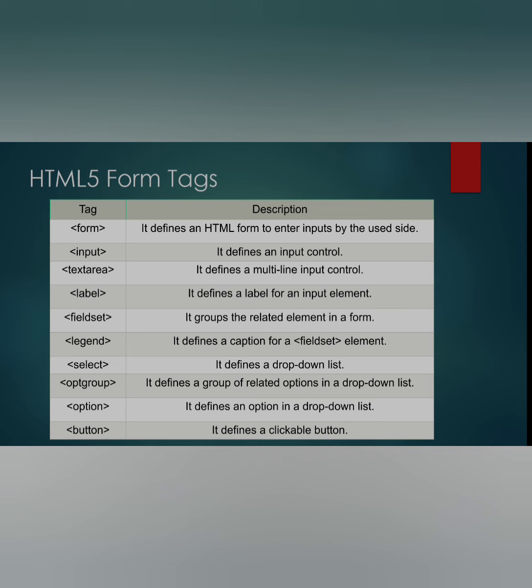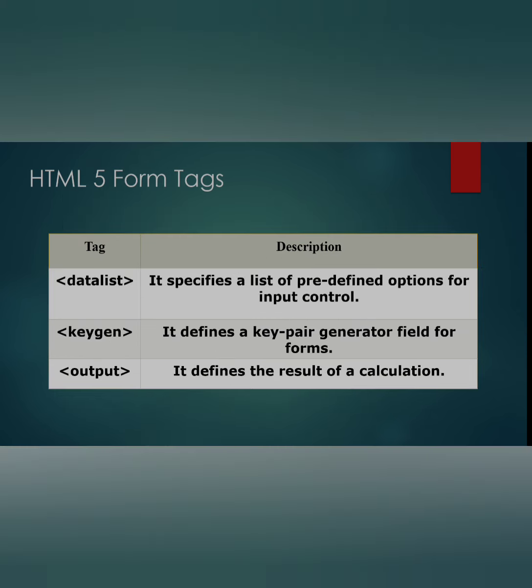Label, it defines a label for an input element. Fieldset, it groups the related elements in a form. Legend, it defines the caption for a fieldset element. Select, it defines the drop-down list. Optgroup, it defines the group of related options in a drop-down list. Option, it defines the options in a drop-down list. Button, it defines the clickable button.